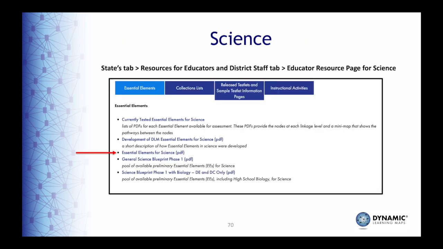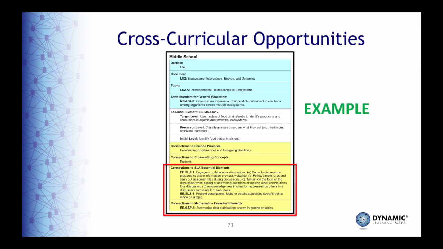The following example for science can be found on the Educator Resource page for science. Select the Essential Elements for Science PDF. Science essential elements often present opportunities to build cross-curricular instruction. Within the Essential Elements for Science document found on the Educator Resource page for science, each essential element has a table like the one shown here.